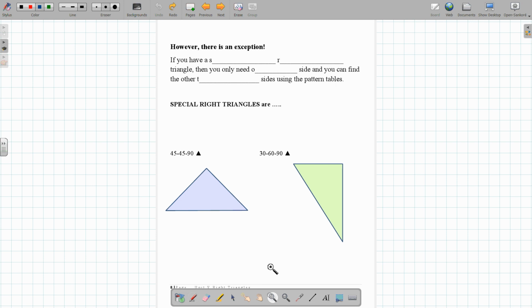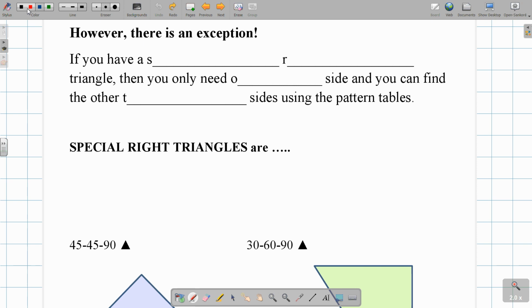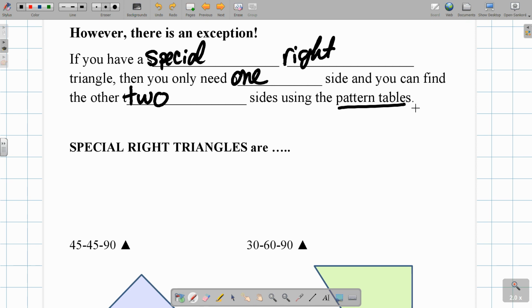But there is an exception here, and these exceptions are called special right triangles. If you have a special right triangle, you only need one side, and you can find the other two sides using specific pattern tables. Pythagorean theorem is usually have two sides, need third side. But in these two special cases, you only need one side, and you can get the other two sides, and you're going to be using special tables.